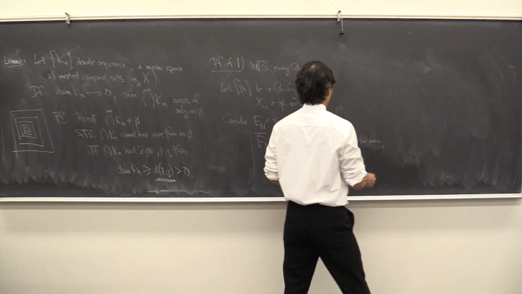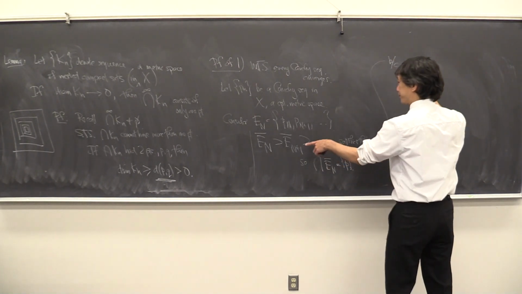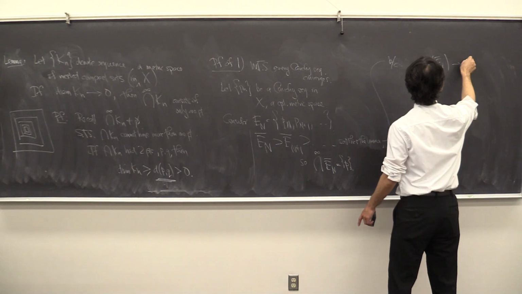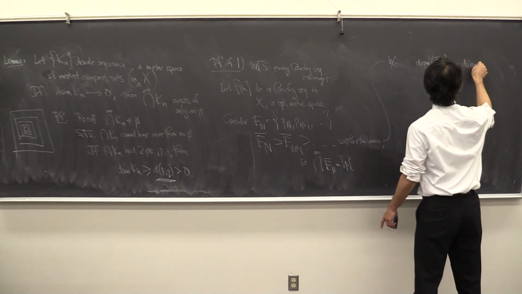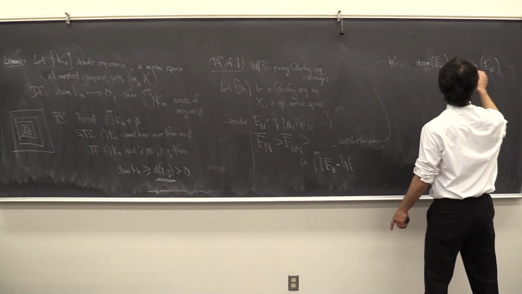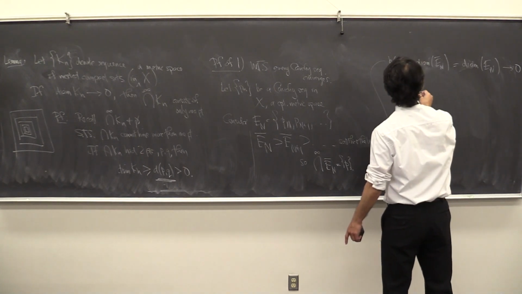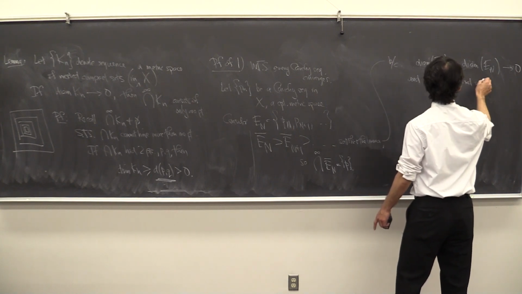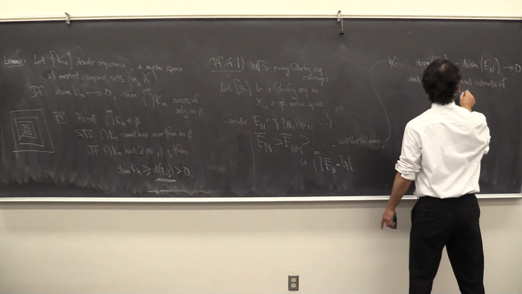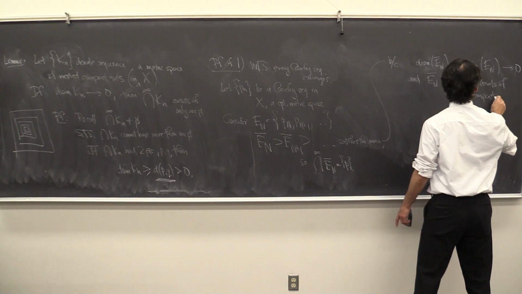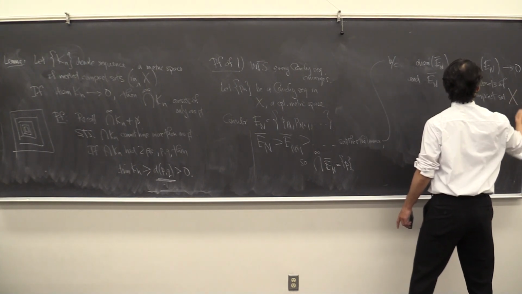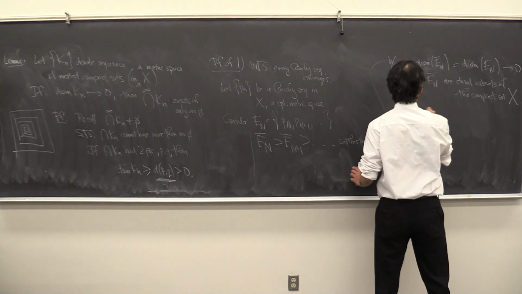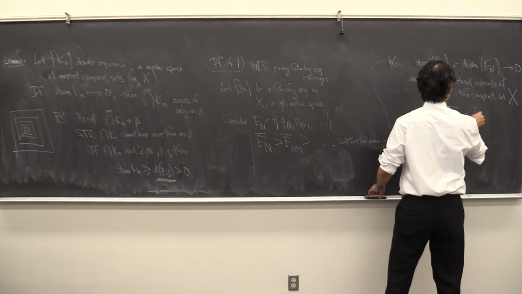So it satisfies the lemma because the diameter of E sub n goes to 0, and the diameter of E sub n closure equals the diameter of E sub n, which goes to 0, and the E sub n bars are closed subsets of the compact metric space. So we know that their intersection consists of a single point.